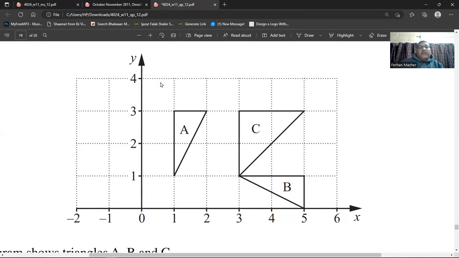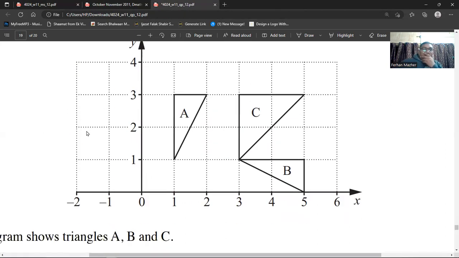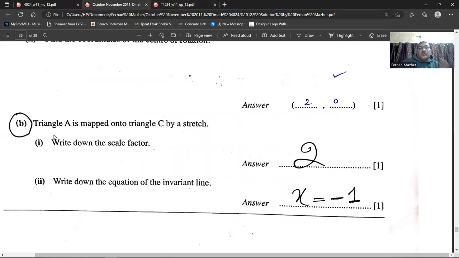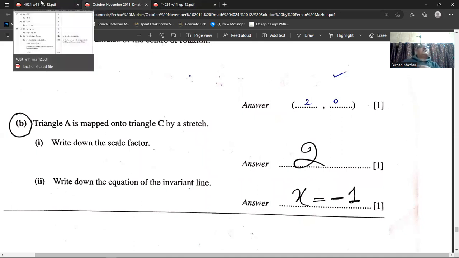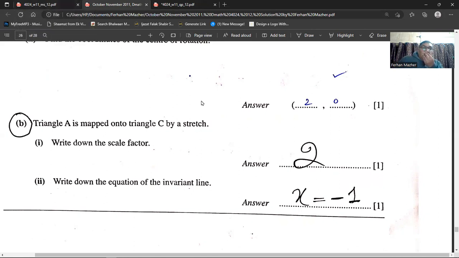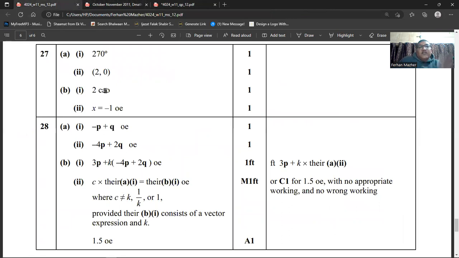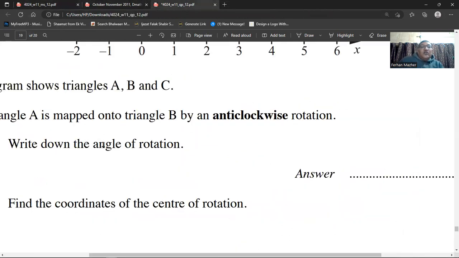When I'm making this video, the topic of the stretch is no more in the syllabus of the O levels. But when this paper was published, the stretch was included in the syllabus. But right now, it's December 2022, and this is no more in the syllabus of the D Maths 4024 of the Cambridge O levels. This B part. Okay, so our answers are right.